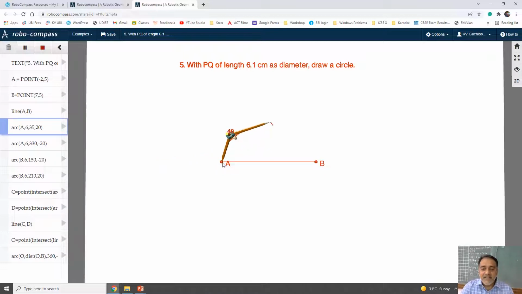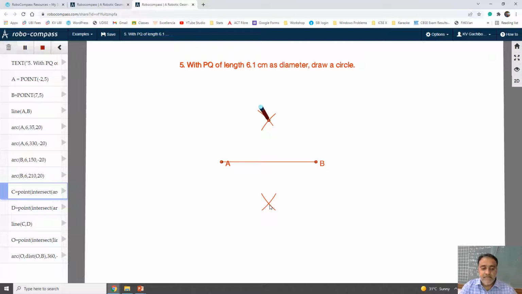सो विद सेंटर A वी आर गोइंग टू ड्रॉ आर्क ऑन बोथ साइड्स such that the radius should be more than half of AB. ठीक है. अगर half of AB से कम होगा तो वो intersect नहीं करेगा. Now with same radius we are going to draw an arc on both sides with center B. So both will intersect at point C and D. This point is C and this point is D.